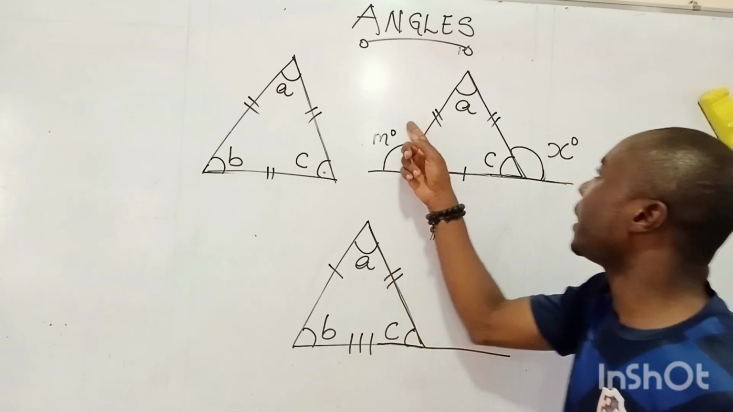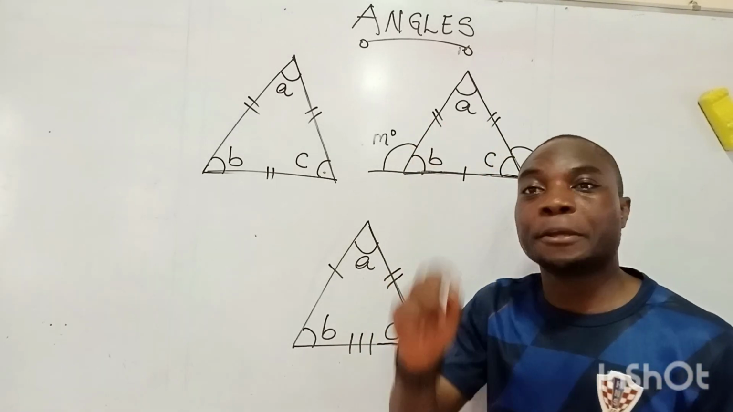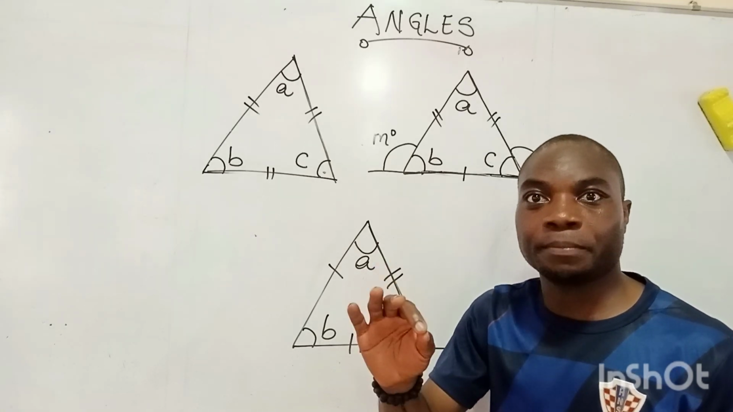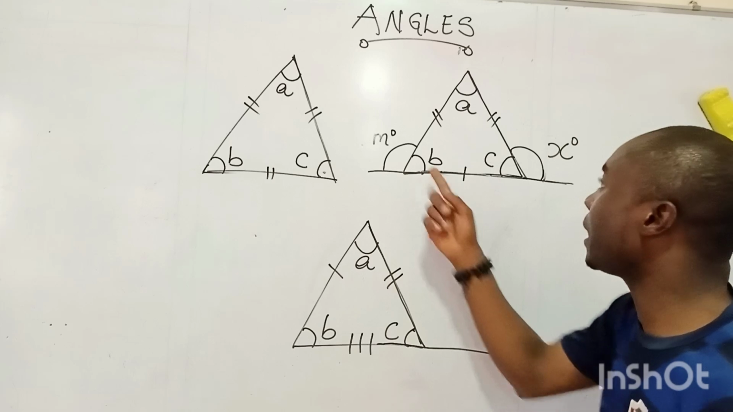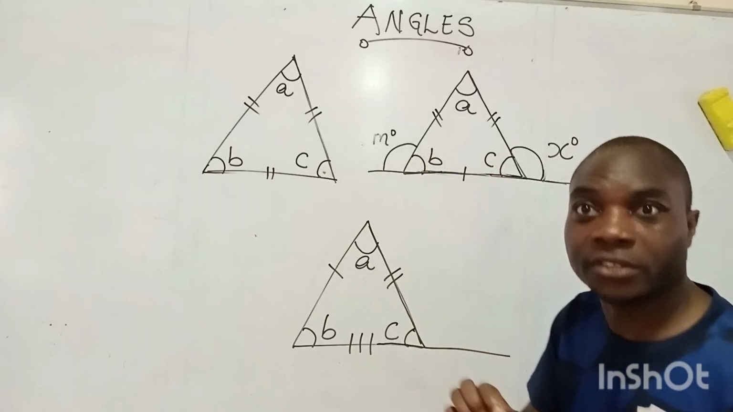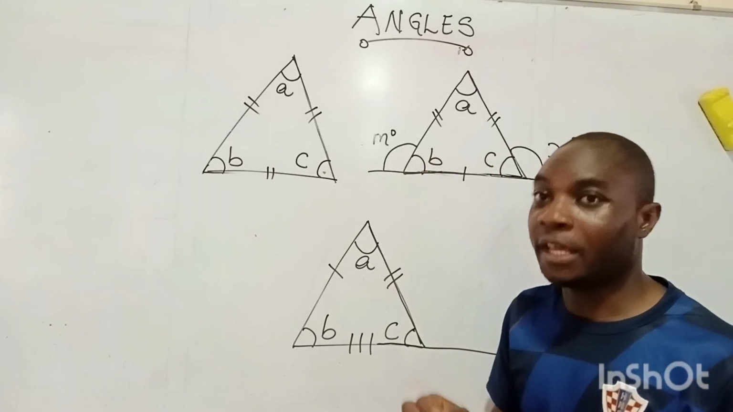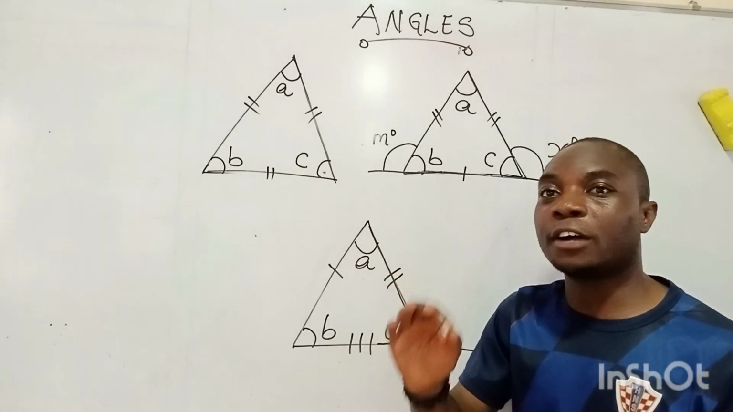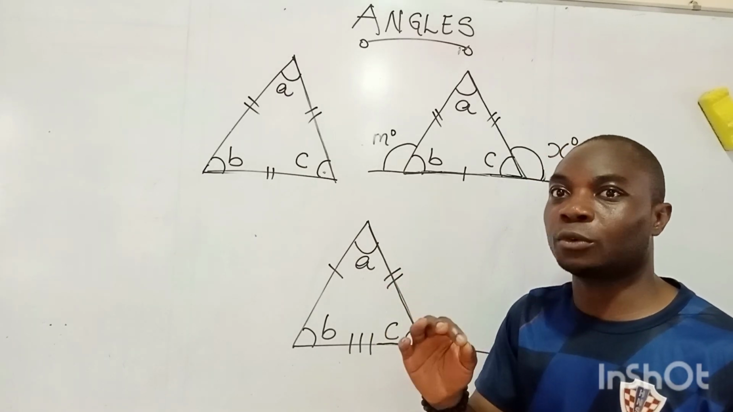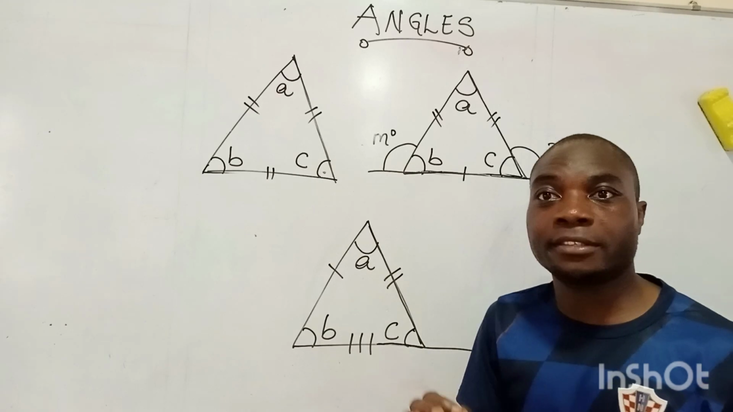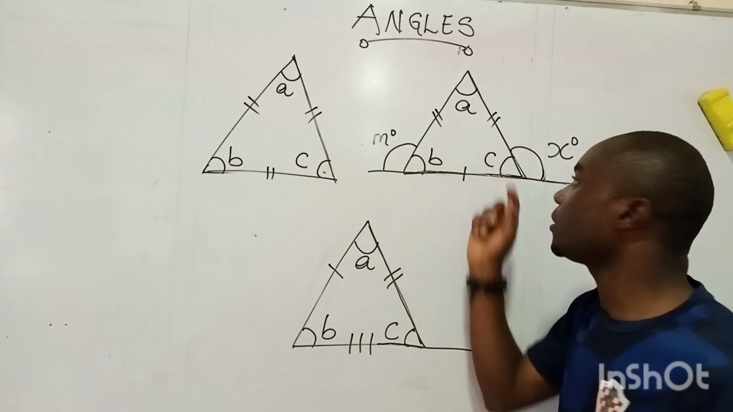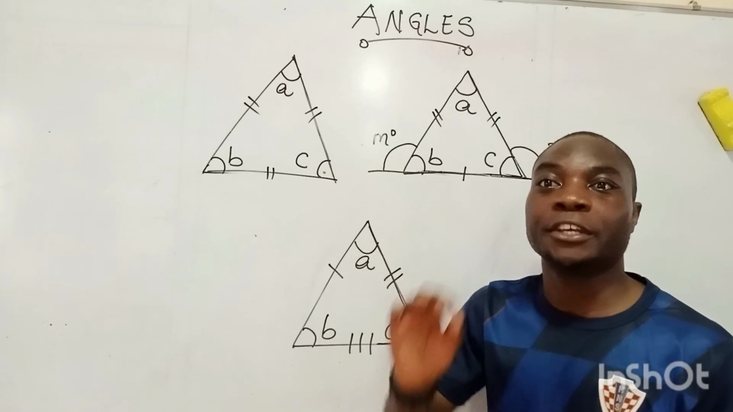And if the two sides are equal, that means the base angles of this triangle are also the same. The base angles are angle B and angle C. They are also the same. And also, let's remember, for every triangle, the sum of angles inside the triangle is equal to 180 degrees. And that means A plus B plus C is equal to 180 degrees.